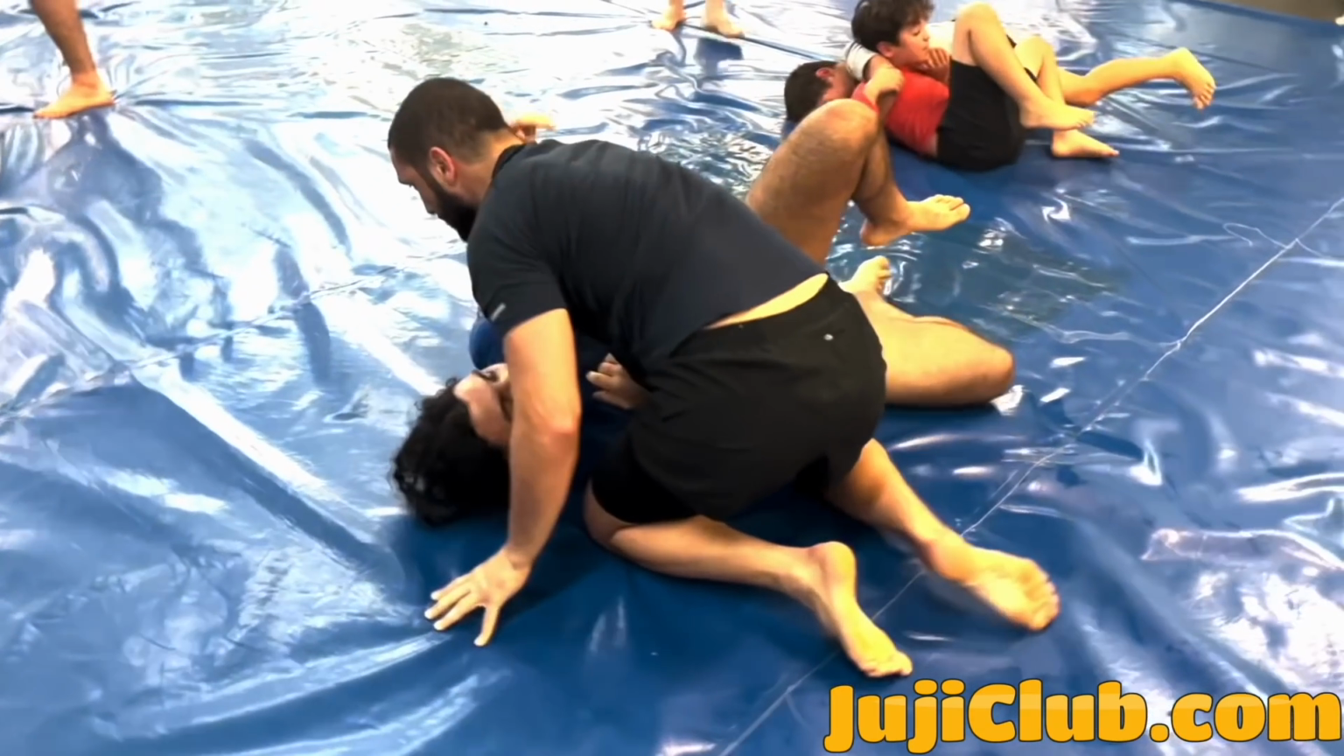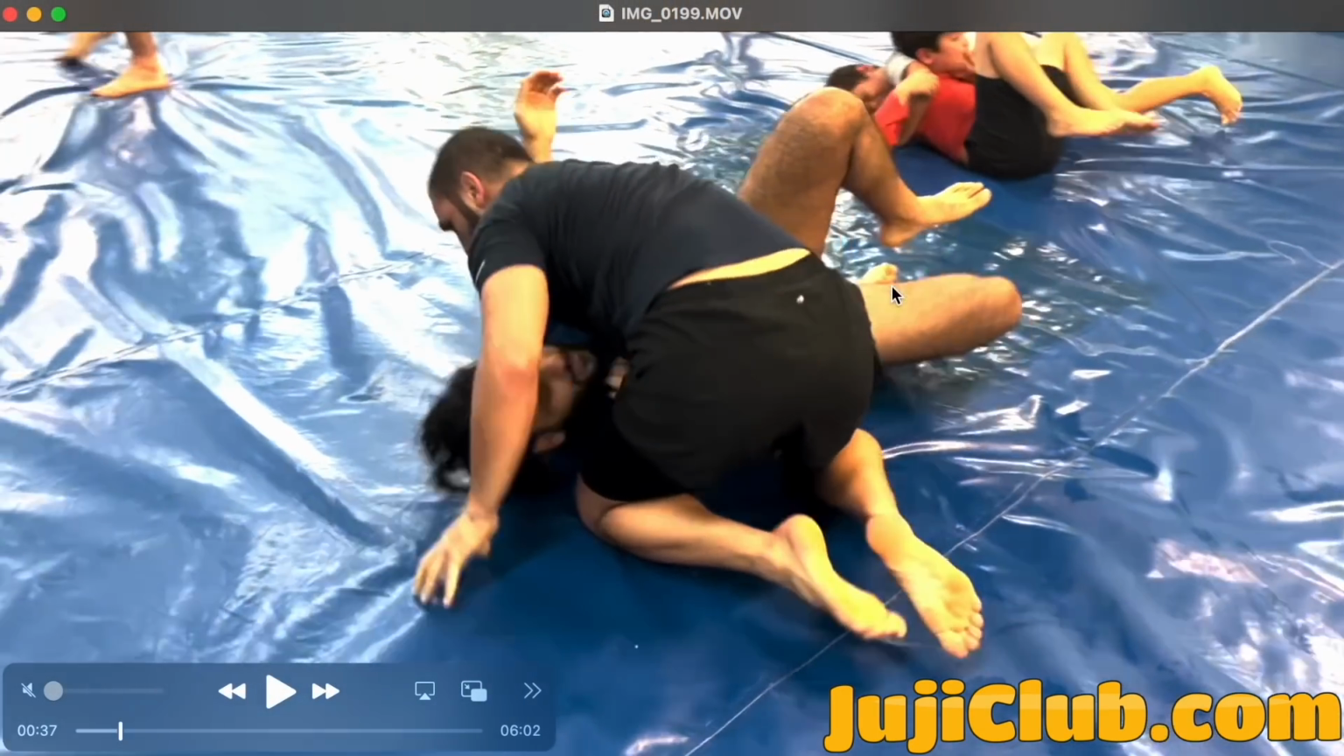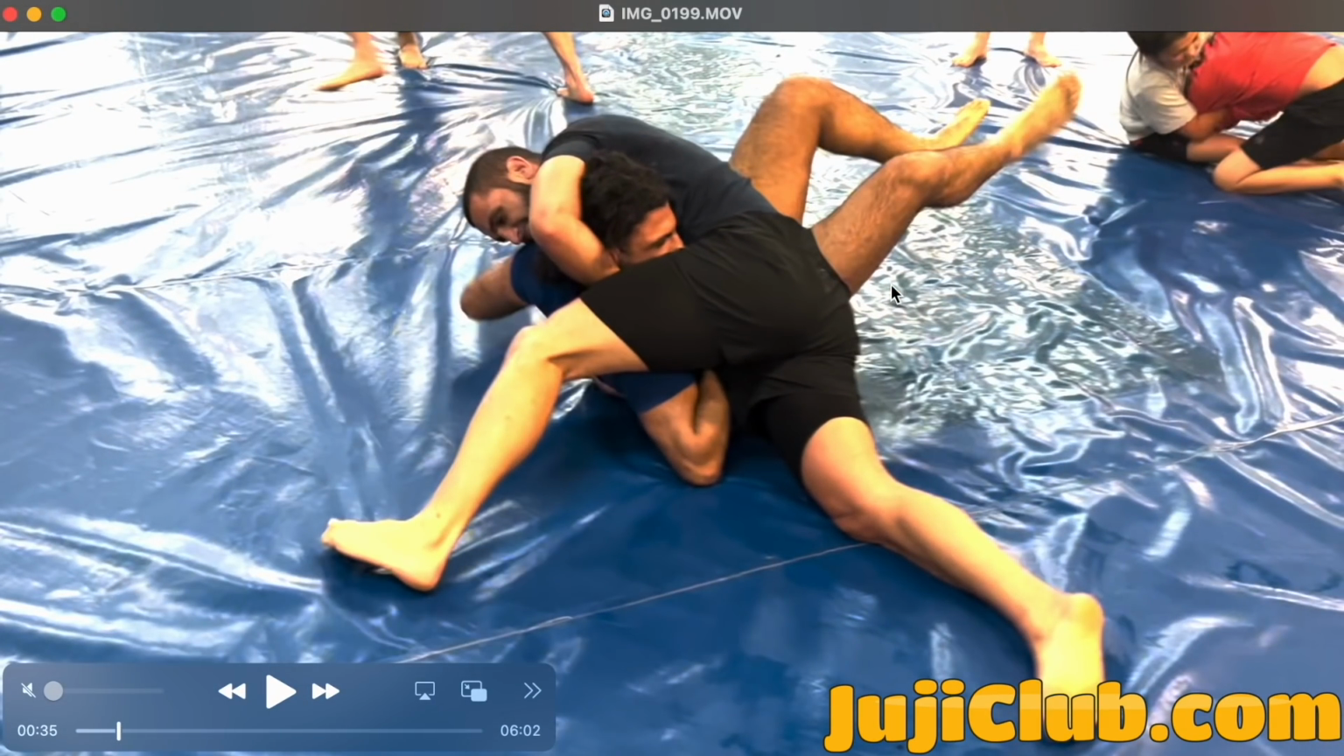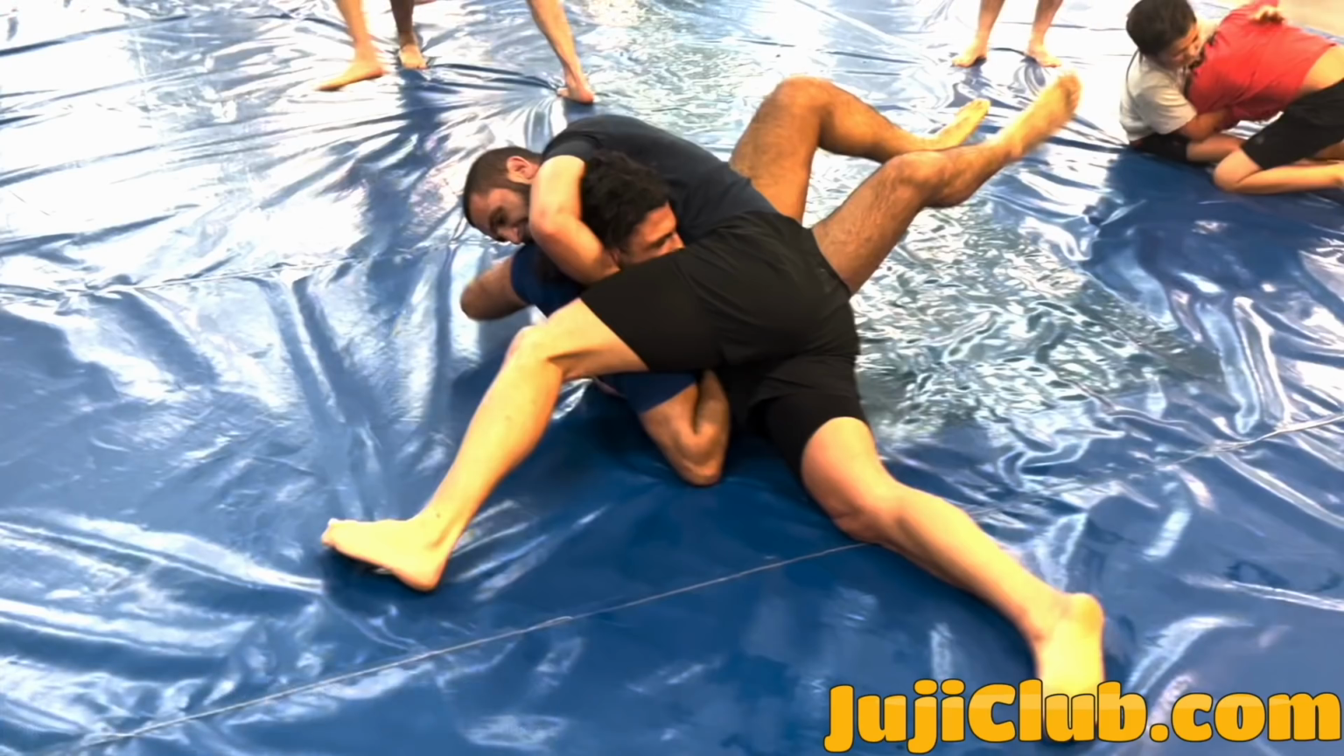Okay, so basically, let me just rewind that back here. I have a guillotine. I'm trying to force his chin down to his chest. You could see my legs are scissored, and my whole goal here is not to let him sit up. I don't want to let him sit up. So I'm putting some pressure forward, but I don't want his back touching the floor. His back has to stay off the floor.